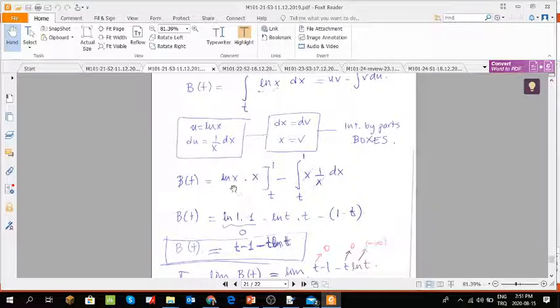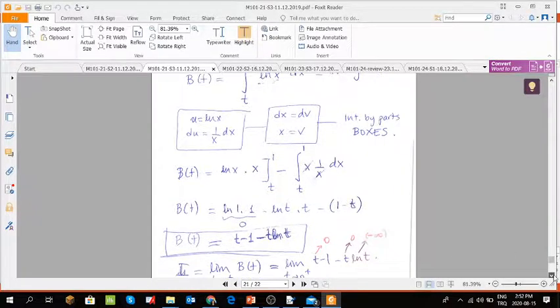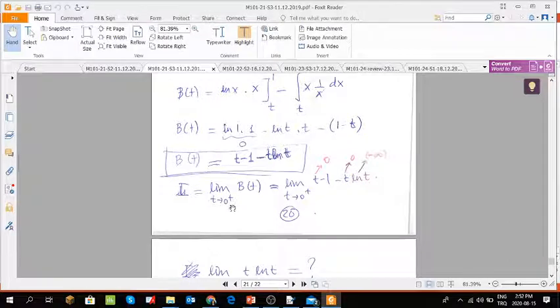We get ln 1 times 1, this is 0, minus t times ln t, minus the integral of 1 dx, and we evaluate it from t to 1, we get 1 minus t. Let's look at it here again. b of t becomes minus t times ln t, minus 1 minus t, if I put this first. Okay, and what's the limit as t goes to 0 from the right?